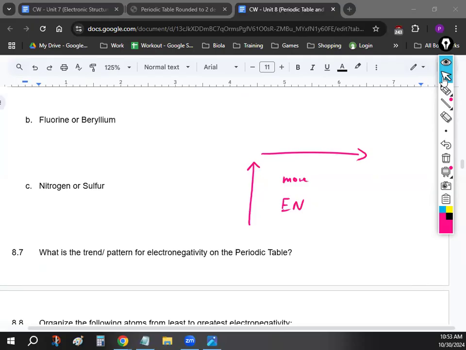And then if you're using that, and there are two that are really close to each other, then you can start breaking it down to the gaining, the shells, and the protons.